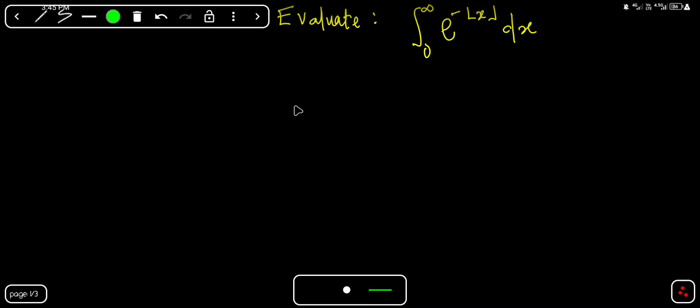In today's video, we are solving this integral. So we have the integral from 0 to infinity of e to the power of negative floor function of x dx.